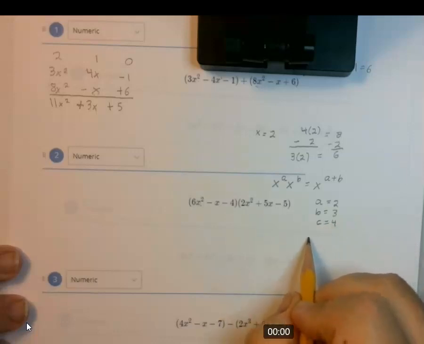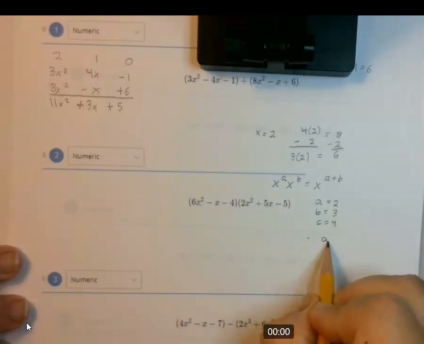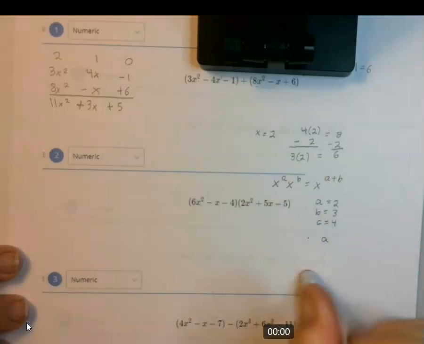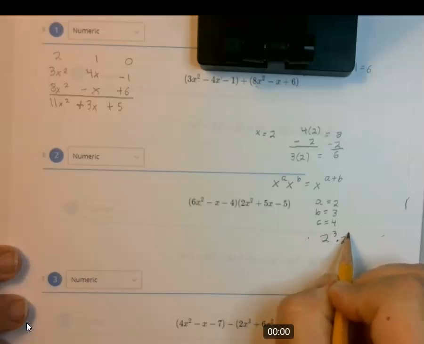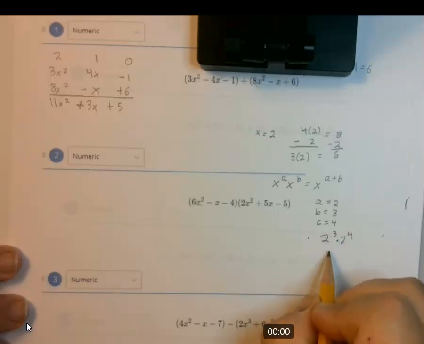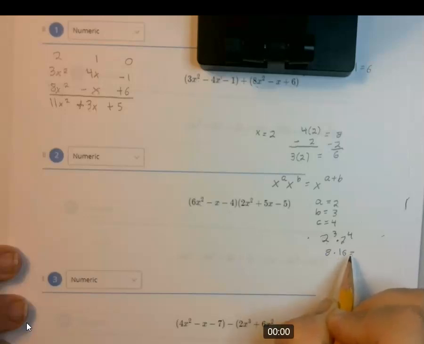So if we take a equals 2, let me write the number actually. So 2 to the 3 times, put a dot for times, 2 to the 4. This equals 8, 2 to the 3 equals 8, 2 to the 4 equals 16, and you could do this on a calculator, multiply those and you get 128.